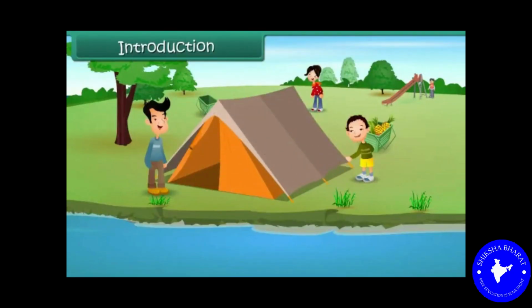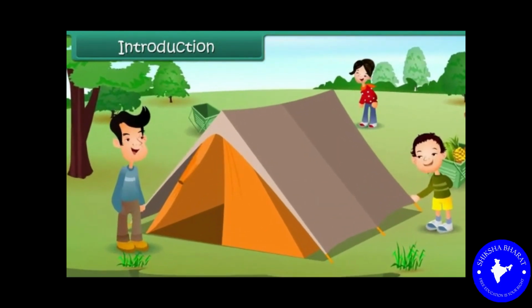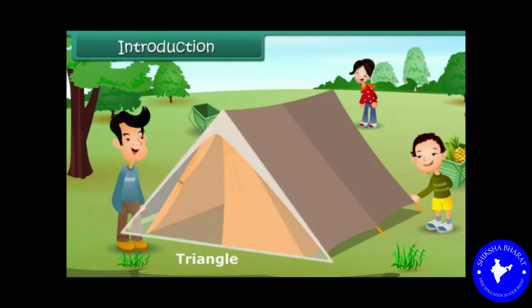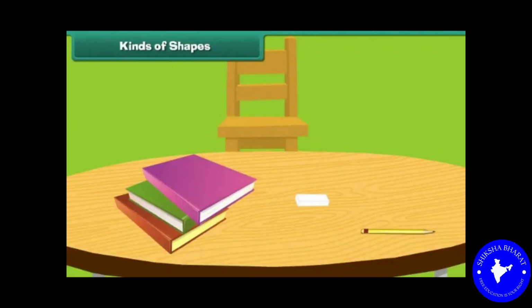Introduction. Vasu has gone camping with his family. He's helping his father pitch tents in an open area near the river. While doing so, he realizes that the tent looks like a triangle. In this lesson, you will learn about plane and solid shapes.